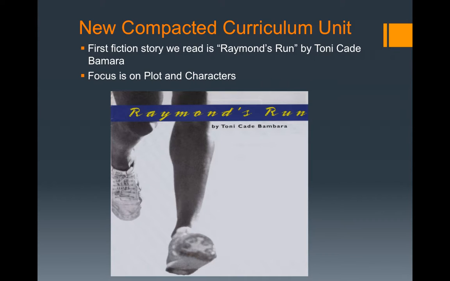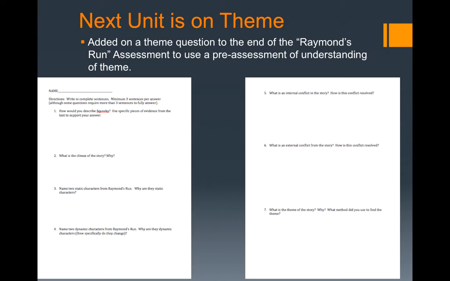So this is the idea that I came up with, with the help from my PLC. Our first unit of the year, we focus on plot and characters. It's just a really basic short story unit, focusing on some real basic things to get kids back into the swing of things with fiction. At the end of the unit, it culminates with them reading Raymond's Run, and then they have an assessment that they take on plot and characters. And you can see I have the assessment here.